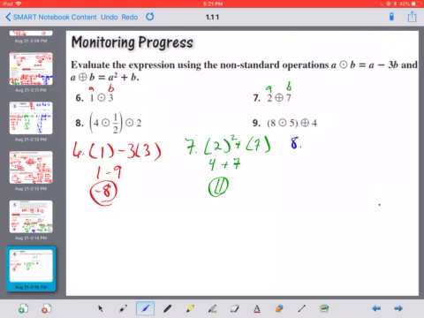Let's look at number 8. Whew. I'm going to sneeze. It's going to happen. I can feel it.